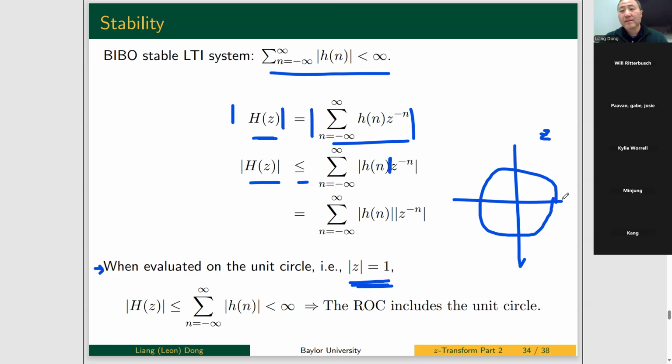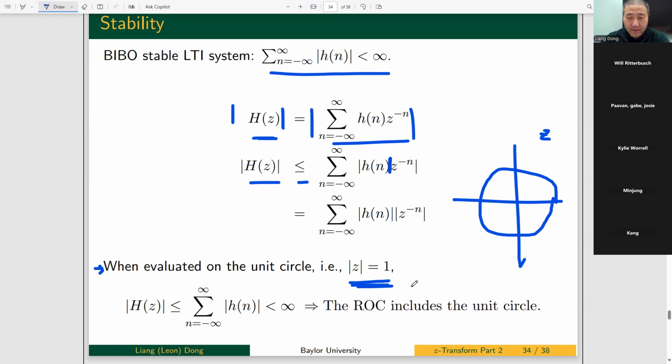As later we will know, that's a special case for the Fourier transform, because we only look at frequency or the phase. We don't really look at the magnitude or the amplitude of Z. If I'm doing this, the last term will go away, right? This part will become 1, because the absolute value of Z equals 1. Therefore, I have the absolute value of H(Z) less than infinity.